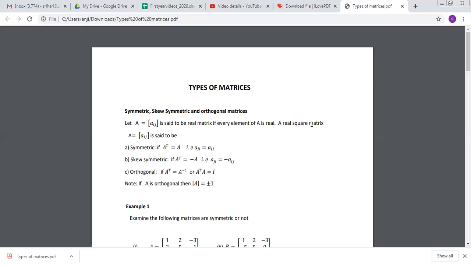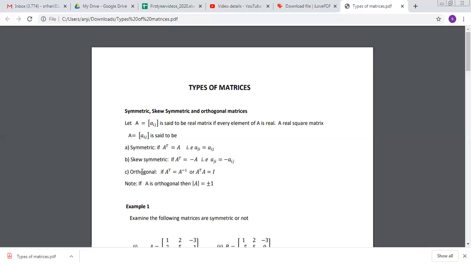A real square matrix A = [Aij] is said to be symmetric if A transpose is equal to A. So symmetric matrix means A transpose equals A, and the matrix should be a square matrix. Next is skew symmetric. For skew symmetric, A transpose equals minus A. Then the matrix is a skew symmetric matrix.